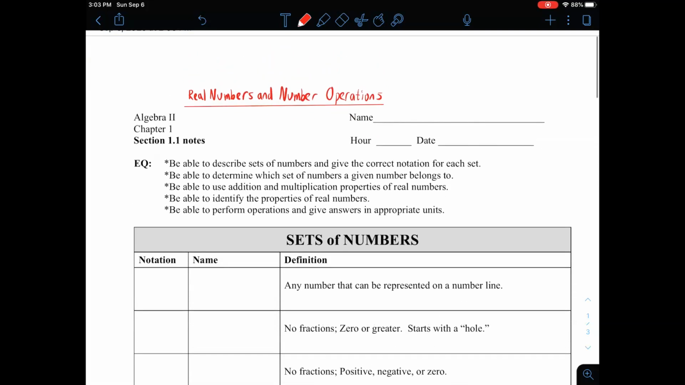Okay? All right, I'm going to read through the essential questions so you can hear them out loud. Number 1: be able to describe sets of numbers and give the correct notation for each set. Be able to determine which set of numbers a given number belongs to. Be able to use addition and multiplication properties of real numbers. Be able to identify properties of real numbers. Be able to perform operations and give answers in appropriate units.